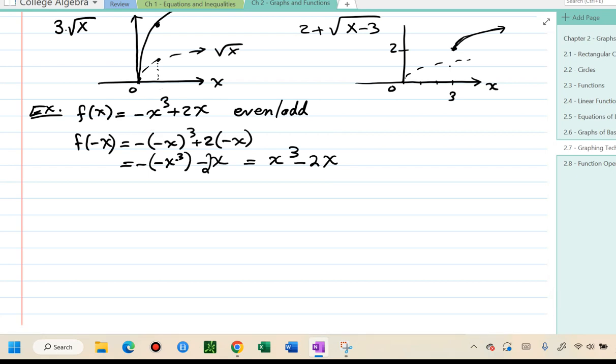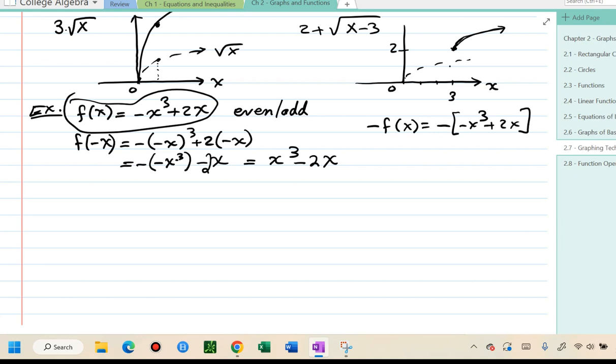But let's see, what does the negative of f of x look like? That's when you multiply this by negative. So it's going to be negative times negative x cubed plus 2x, right? That makes it x cubed. Distribute the sign, minus 2x. So isn't that negative f of x? Look at this one, look at that one, they're the same. So this is easy to do. This way you see exactly what negative f of x looks like.